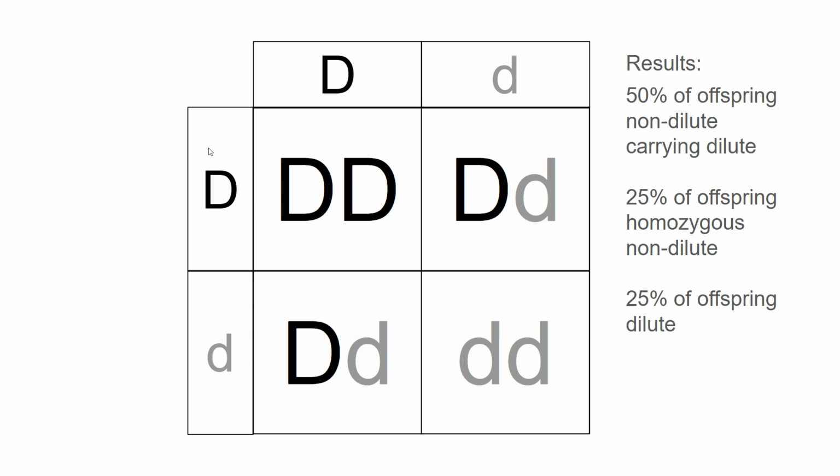Here we have two non-dilutes carrying dilute. There's a 25% chance of being dilute, 50% chance of being non-dilute carrying dilute, and 25% chance of being non-dilute homozygous.